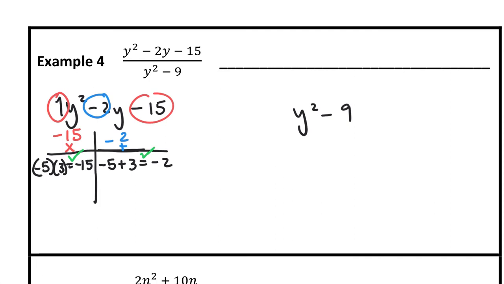Right, so then I set up my parentheses, but let me erase this a little bit. So I'm going to put my parentheses down here. So my parentheses are going to be following, and it's y, y, and the numbers that worked were minus 5 and plus 3.